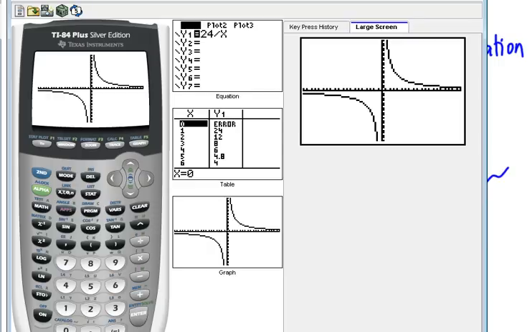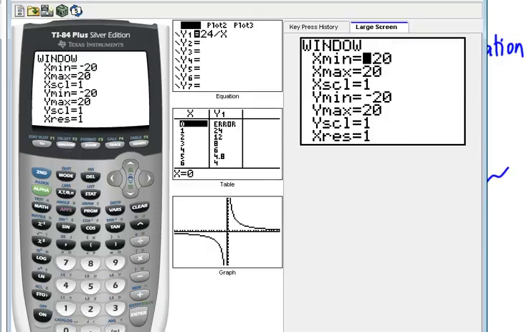If you just push graph when you're done, that'll take you back. I went to window, and in window, this is what my window looked like. I never mess with the X scale and the Y scale, those two there, or the X resolution. I don't ever mess with those. The only things I ever change are the minimum and the maximum. So I changed them to negative 20 and positive 20.